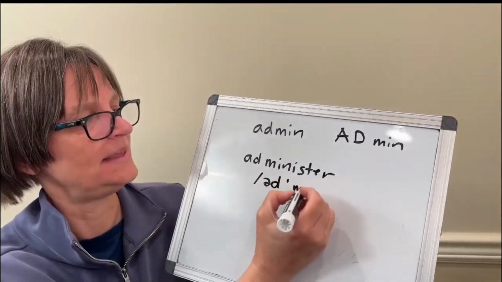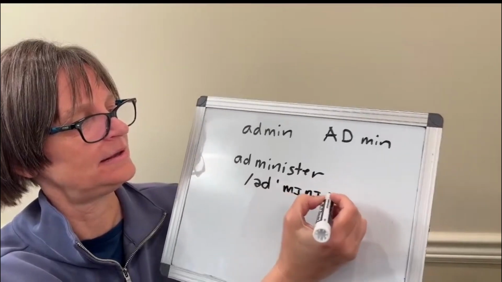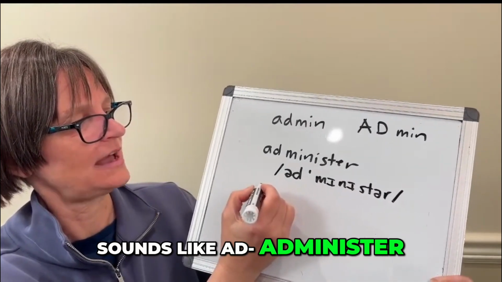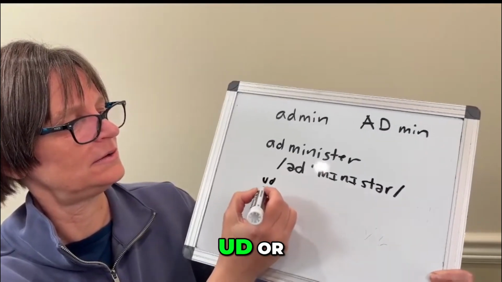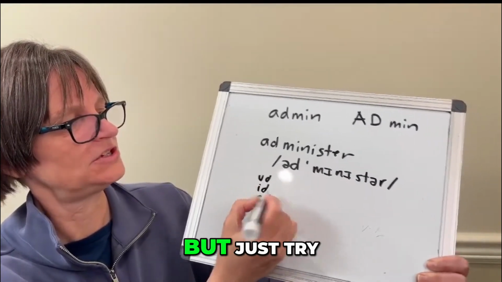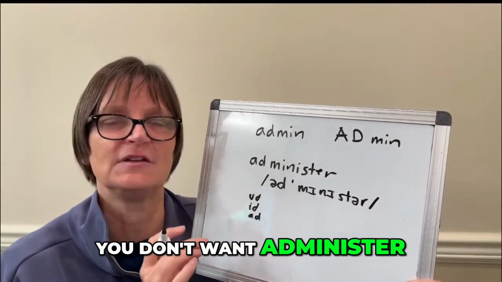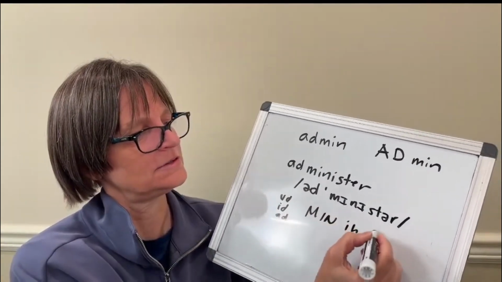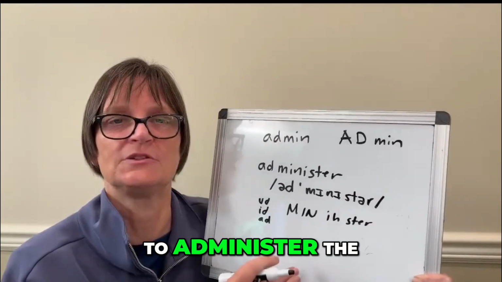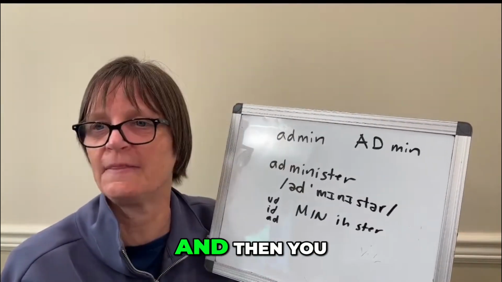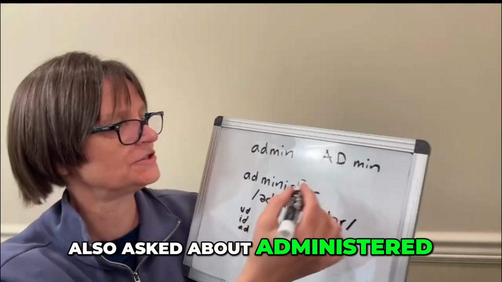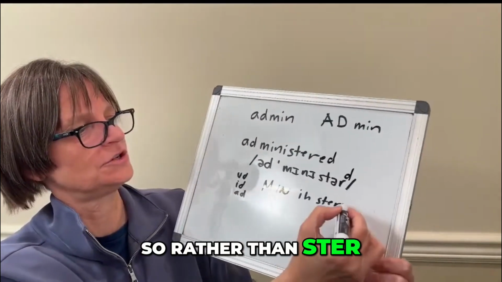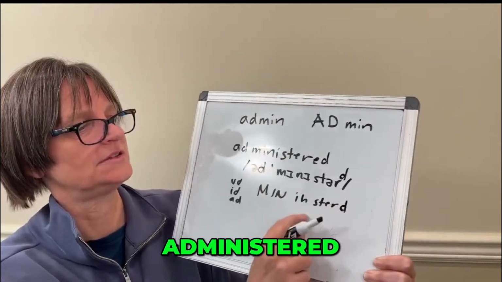So administer sounds like administer. I would maybe write it with uh or id or even ad, but just try not to do anything clear there. You don't want administer, more administer. So administer. We need to administer the medication on a schedule. And then you also asked about administered. There we just add the D sound. So rather than stir, it's going to sound like stirred, administered.